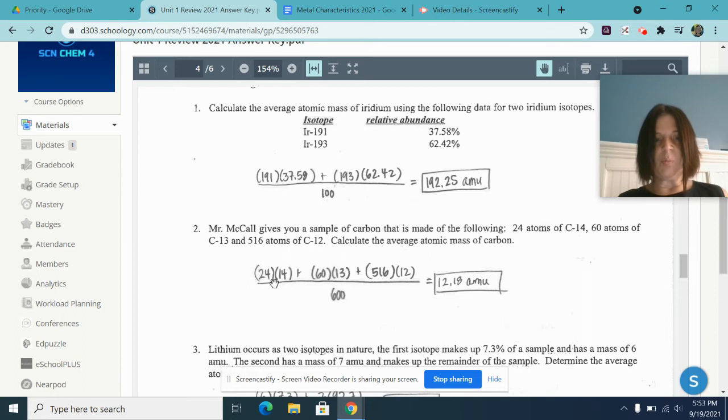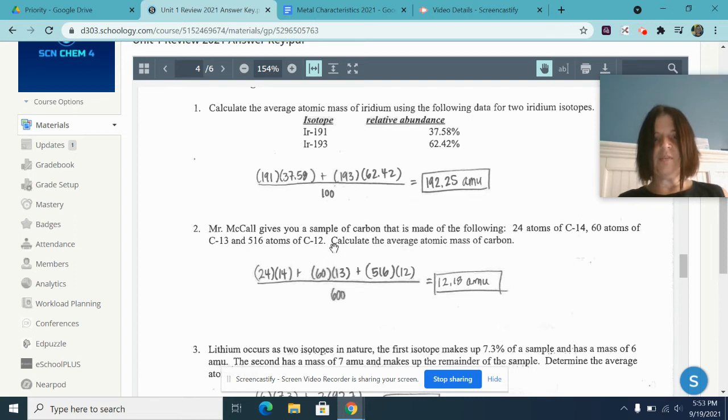That is the first part that is indicated in how you're setting up the problem. To that, you are going to add the 60 atoms that have a mass of 13. So we're going to take 60 and multiply it by 13. And then to these first two amounts, we are going to add the last part, which says 516 atoms that have a mass of 12. And that represents the last portion of this problem.